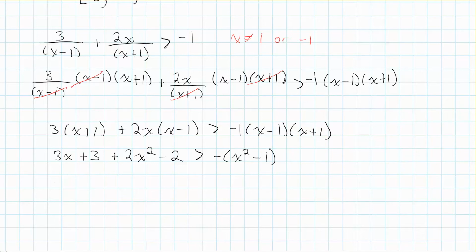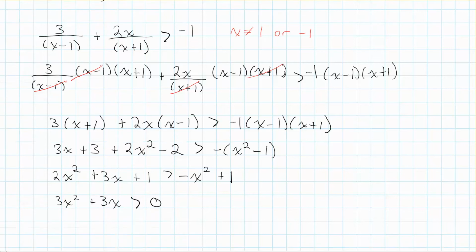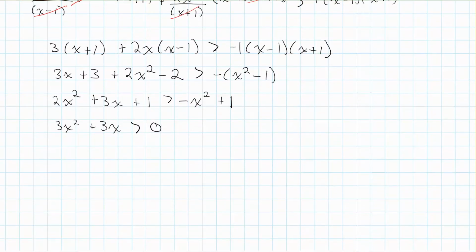So we'll go ahead and combine some terms here. 2x squared plus 3x. 3 minus 2 would be plus 1. And this is greater than, distributing the negative, negative x squared plus 1. Adding x squared to both sides, we'd get 3x squared plus 3x. Subtracting 1 from both sides, you get 0. So we have 3x squared plus 3x is greater than 0.